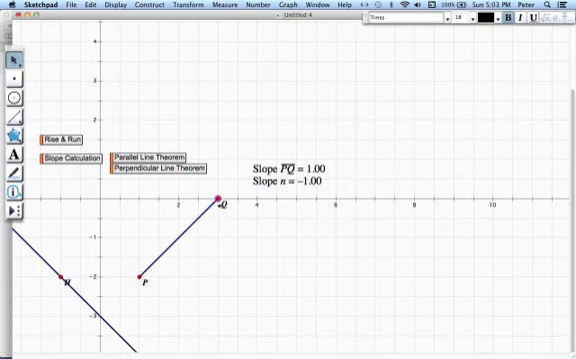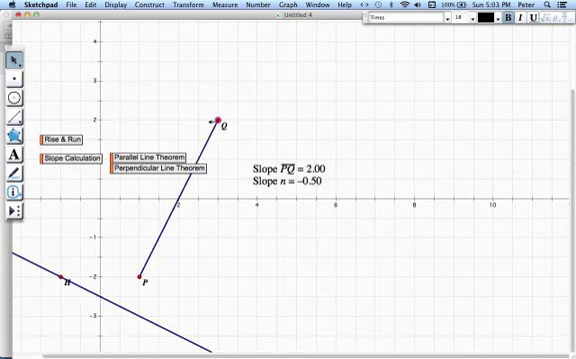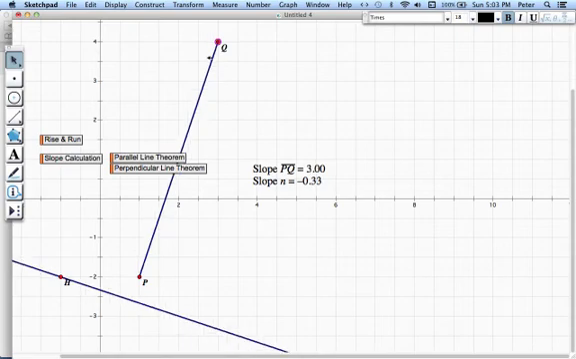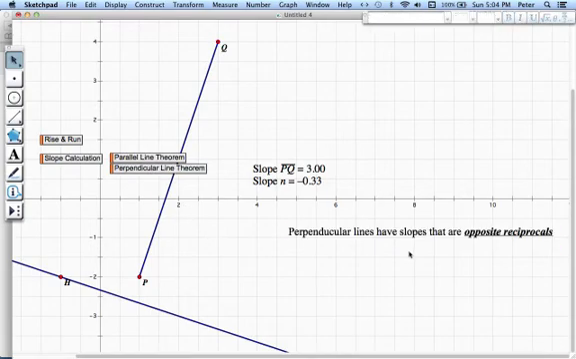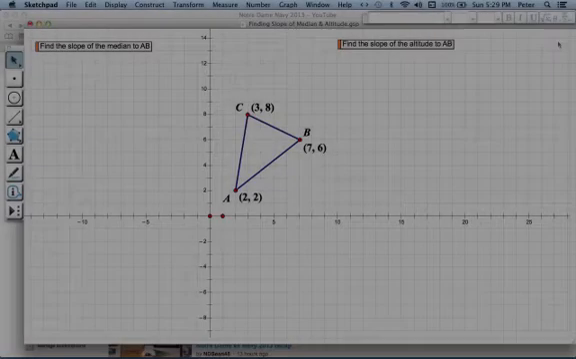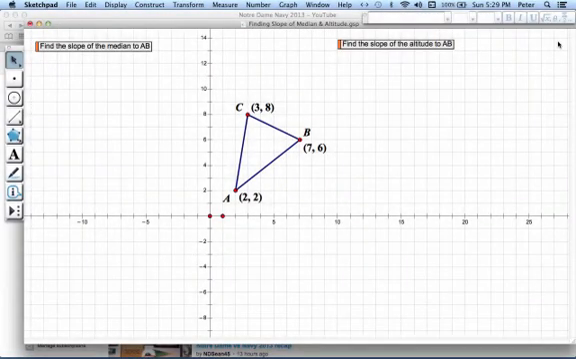And if I change Q again, let's say I make it much higher, like the slope is now 3, I can see that the slope of my perpendicular line is -1/3. So definitely, it's clear that if lines are perpendicular, the slopes are opposite reciprocals. Now let's take a look at a couple of examples which apply some of these principles that we've learned about coordinate geometry and slopes.